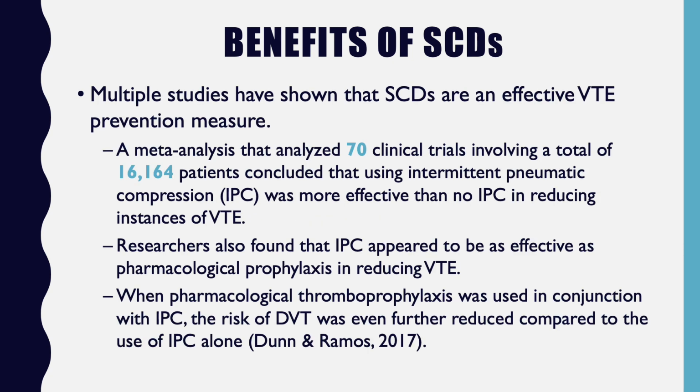Multiple studies have shown that SCDs are an effective VTE prevention measure. A meta-analysis that analyzed 70 clinical trials involving a total of 16,164 patients concluded that using intermittent pneumatic compression was more effective than no intermittent pneumatic compression in reducing instances of VTE. Researchers also found that intermittent pneumatic compression appeared to be as effective as pharmacological prophylaxis in reducing VTE. When pharmacological thromboprophylaxis was used in conjunction with intermittent pneumatic compression, the risk of DVT was even further reduced compared to the use of intermittent pneumatic compression alone.